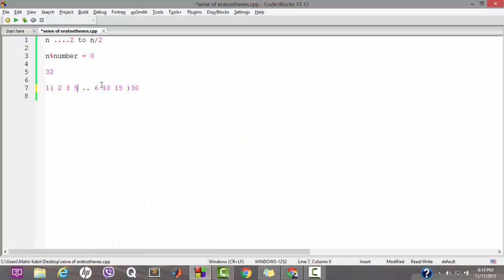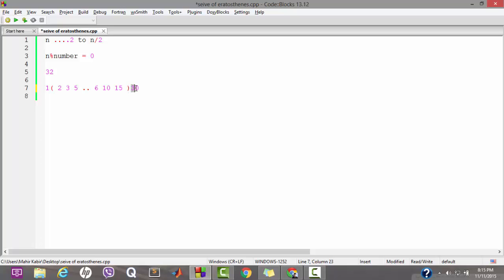So 5 is actually the integer. Well, its square root is actually 5.47 something. But approximately, if we take 5, then we can see that any factors of 30 that are greater than the square root of 30 can be found by multiplying any of the previous factors.